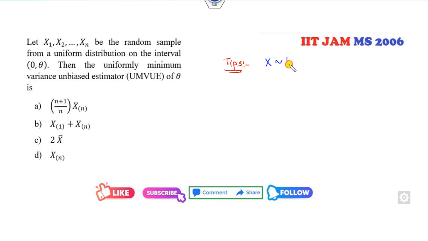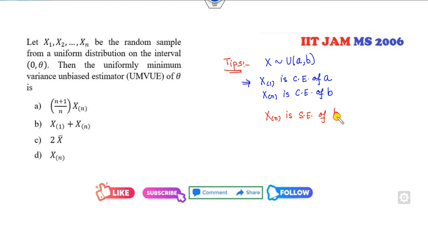Firstly, if you watch my last lecture on the unbiased estimator, I already gave you the tips. Whenever X follows uniform (a, b), then X(1), the lower one, is my consistent estimator of a, the lower limit. X(n) is the consistent estimator of the upper limit b. Also, I have given you X(n) is my sufficient estimator of the upper limit b. Now I can use this.